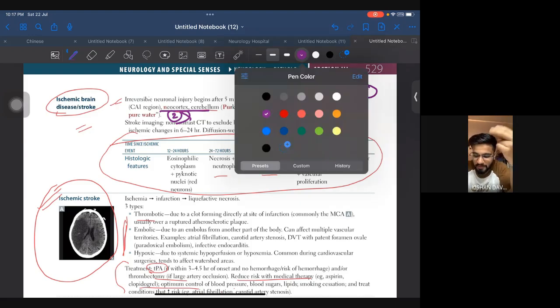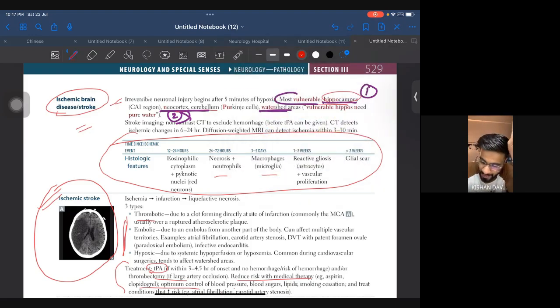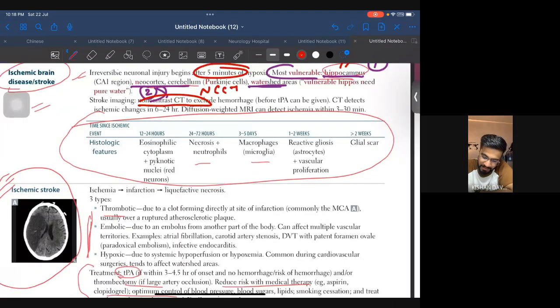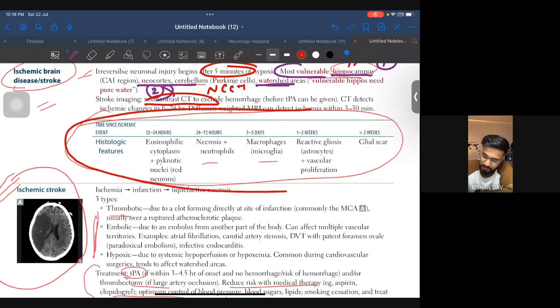Another thing. After what time does the injury occur? 5 minutes. 5 मिनट के बाद neuronal irreversible injury हो जाती है. उससे पहले ischemic stroke, mild ischemic stroke, transient ischemic attack, ये सब symptoms दिखते हैं. Okay, so this is very important. The location is very important. Second thing, non-contrast CT and CT will be used to diagnose it. Okay, and another one is these histologic features.